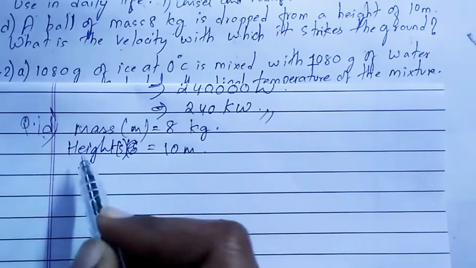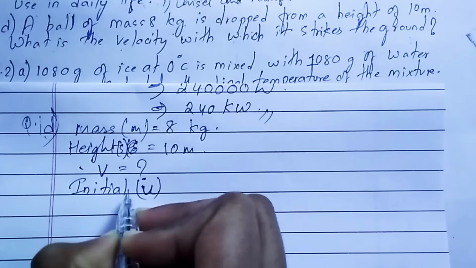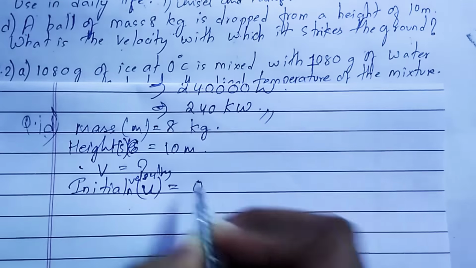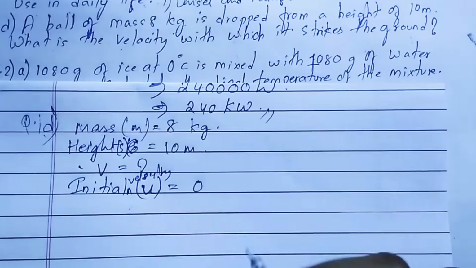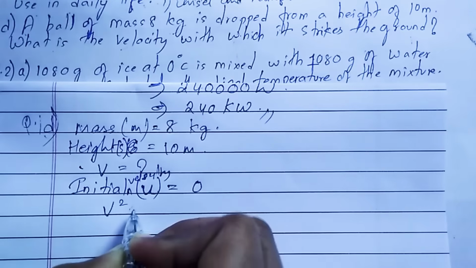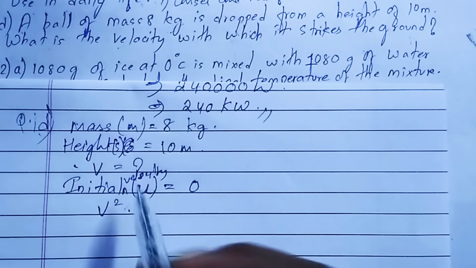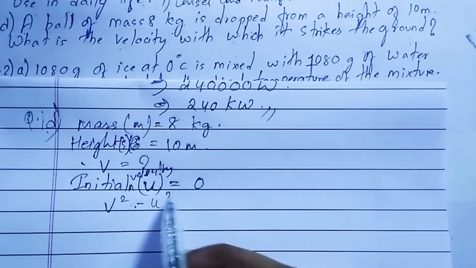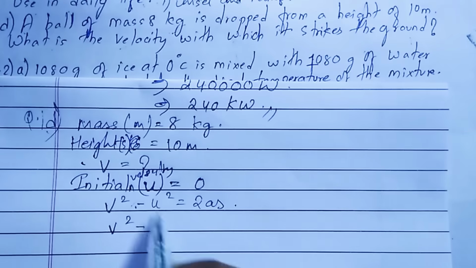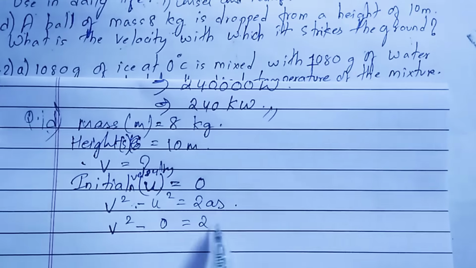Velocity is not given, and initial velocity will be 0. Initial velocity, that is u, will be 0. And you need to find out the final velocity, that is v. So there is one formula. It is v square minus u square is equal to 2as. So here u square will be 0, and 2as.